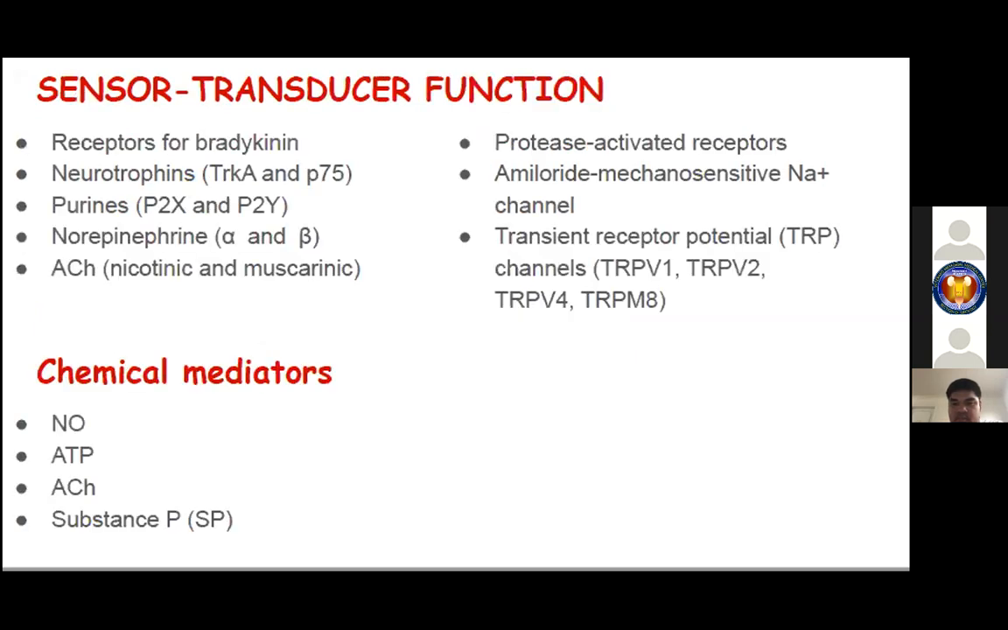Here are examples of sensor molecules associated with the neurons that have been identified in the urothelium. So when the urothelial cells are activated through these receptors and ion channels in response to mechanical as well as chemical stimuli, they can in turn release chemical mediators such as nitric oxide, ATP, acetylcholine, and substance P. Chemicals released from the urothelial cells may act directly on the afferent nerves or indirectly through an action on suburothelial interstitial cells that lie in close proximity to afferent nerves.